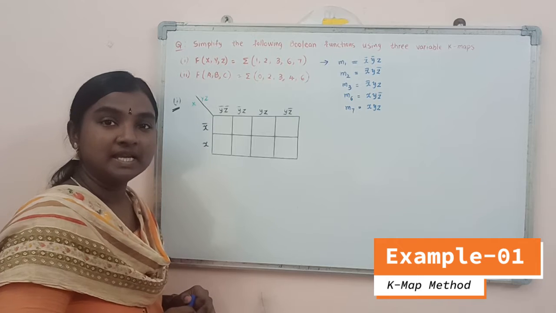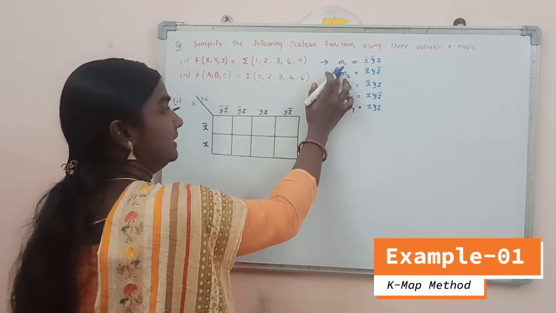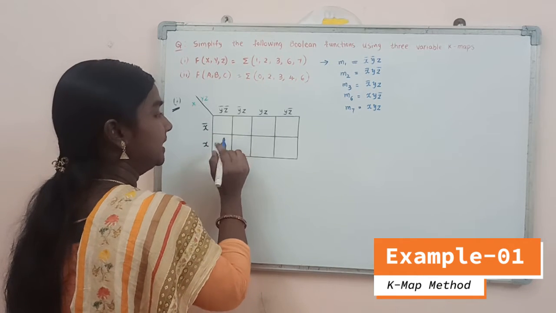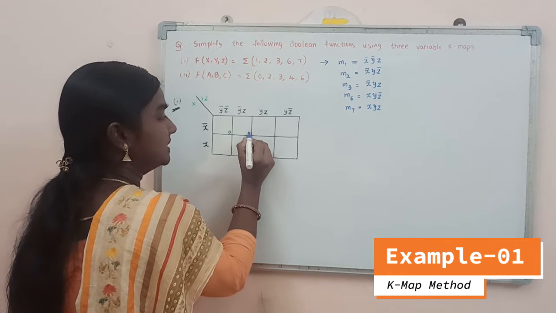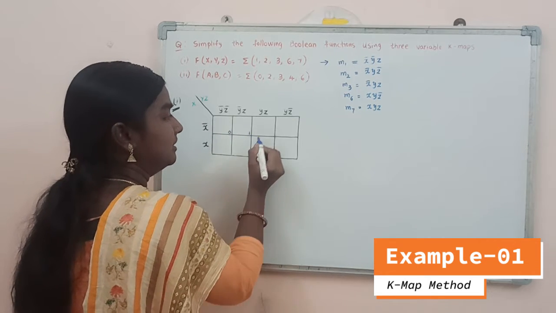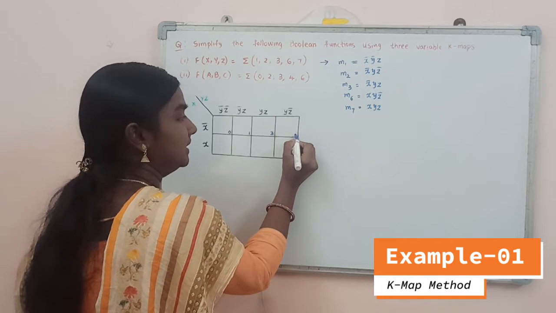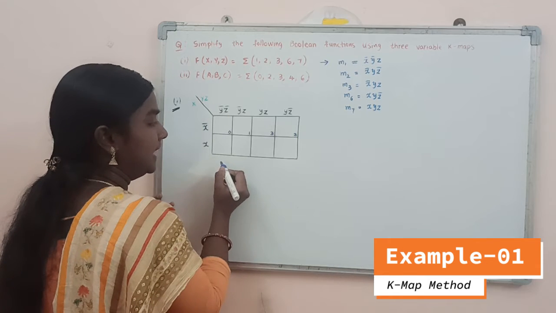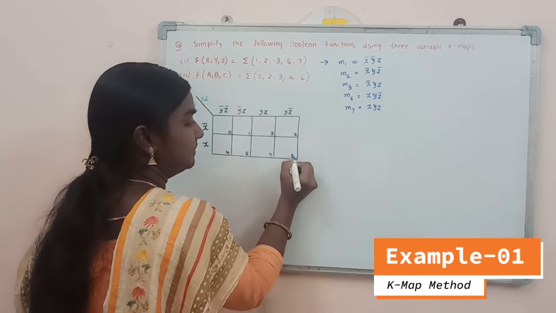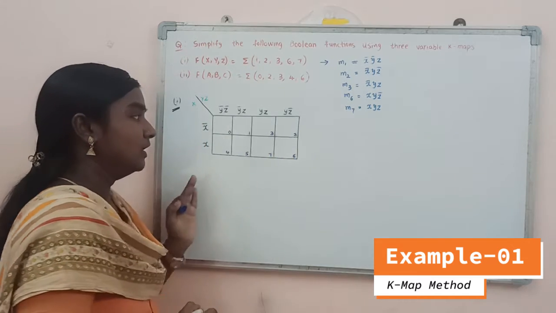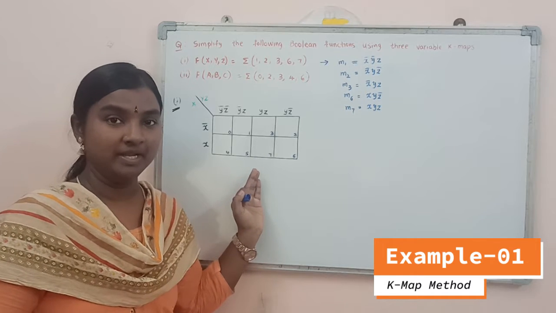Now we are assigning ones for the mentioned minterms in this function. Here are the positions of the minterms. For the first cell, we need to assign m0. For the second cell, m1. For the third cell, here we need to consider the m3 minterm. Here is the m2 minterm position, and here m4, here m5, here m7, here m6. These are the different positions of the minterms in this three variable K-map.